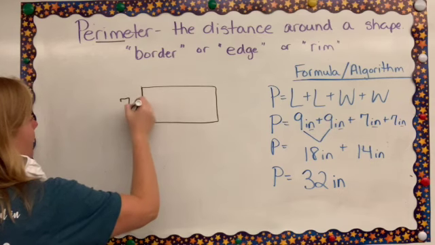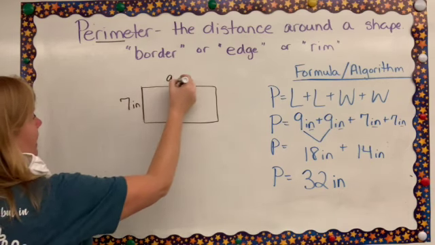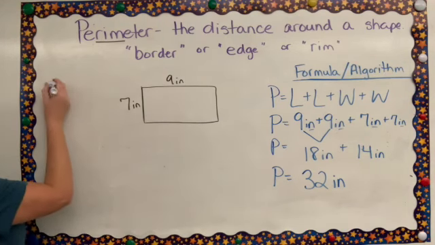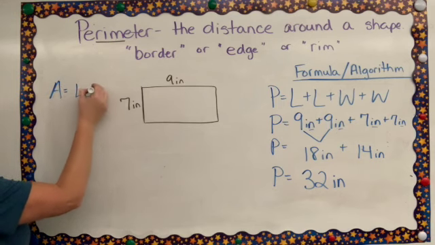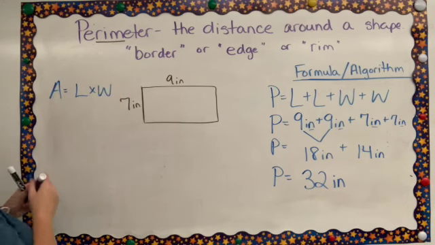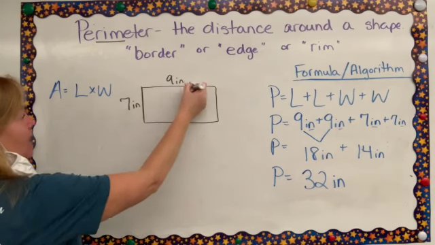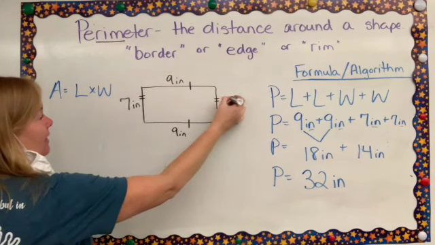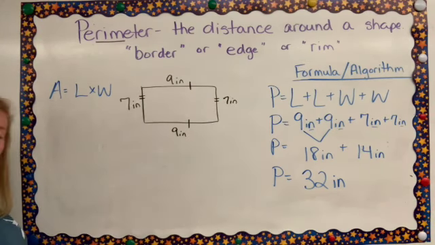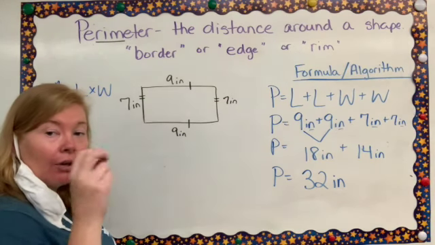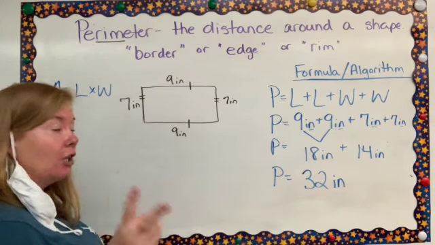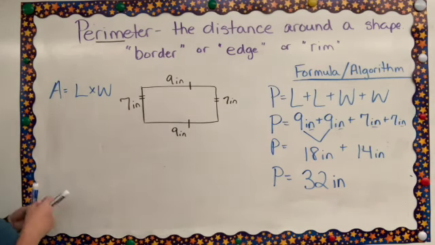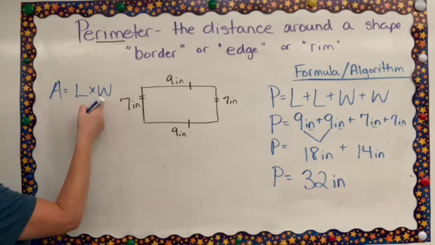So we had 7 inches and 9 inches. Now the formula for area equals length times width. A moment ago, I told you that if this was 9, then this is 9. If this is 7, then this is 7. But when it comes to area, you only have to use 2 numbers. For each square or each rectangle, whatever the shape is, you only have to use 2. So area equals length times width.